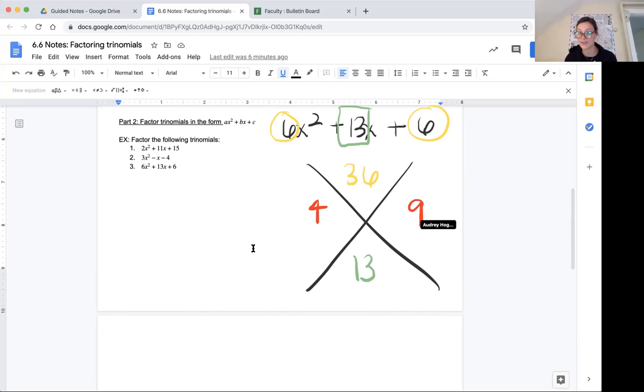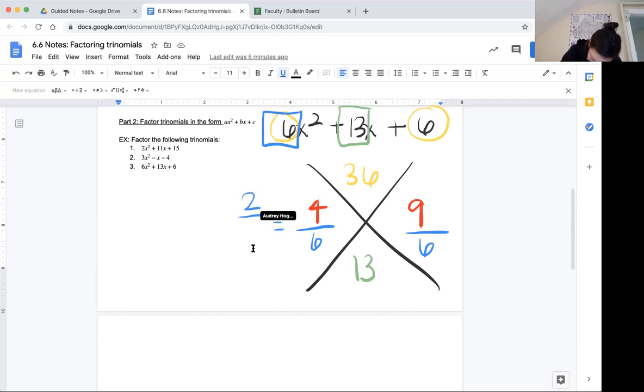So I don't want to hear that you don't need your calculator, or maybe you just need to work on your times tables. But if I just pulled that one out, then I believe in you guys to pull them out too. So 4 times 9 is 36. 4 plus 9 is 13. And then last thing you need to remember is divide by your a term. So divided by 6, divided by 6. 4 over 6 simplifies to 2 over 3. 9 over 6 simplifies to 3 over 2.